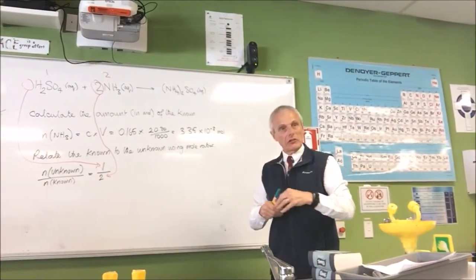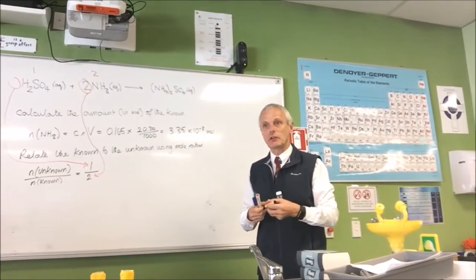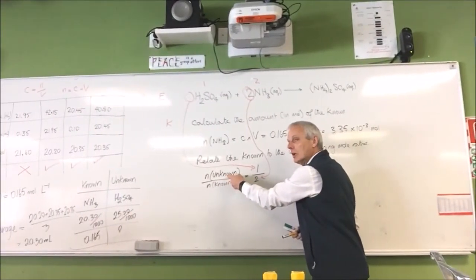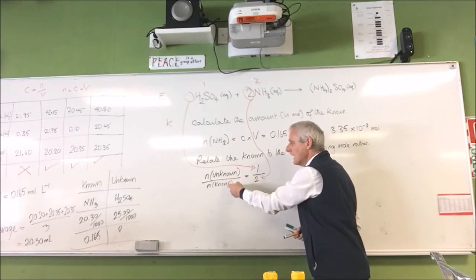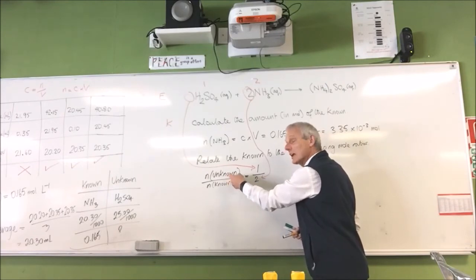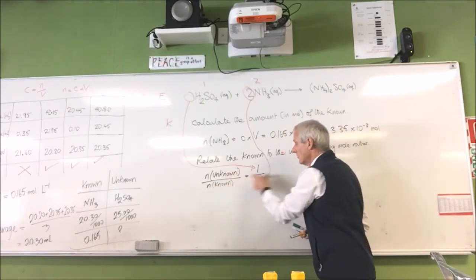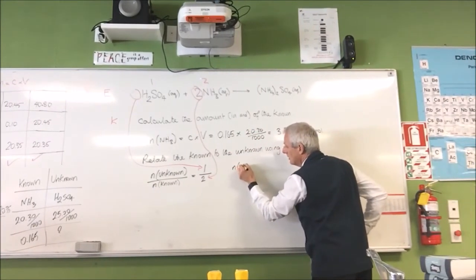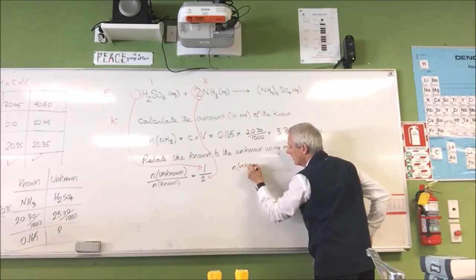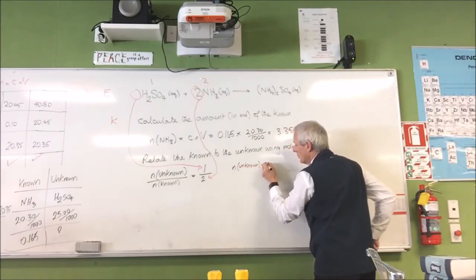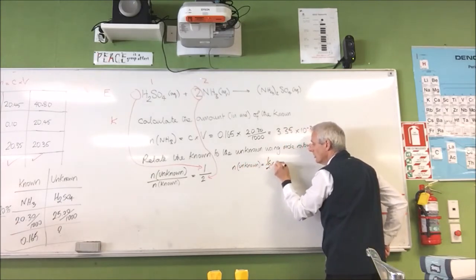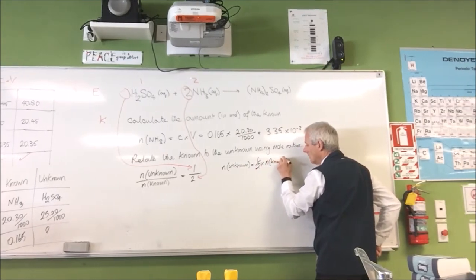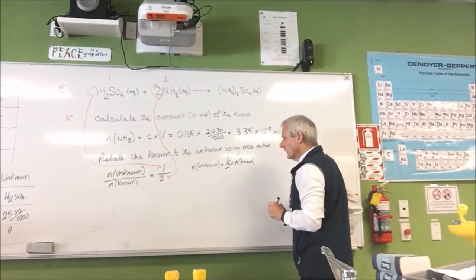Now, this is where there's a little bit of algebra and everybody starts freaking out. You need to cross multiply this because what we want to know is how does the known relate to the unknown. So if we move this across here, what we'll get is N unknown equals 1/2 times N known. Okay.